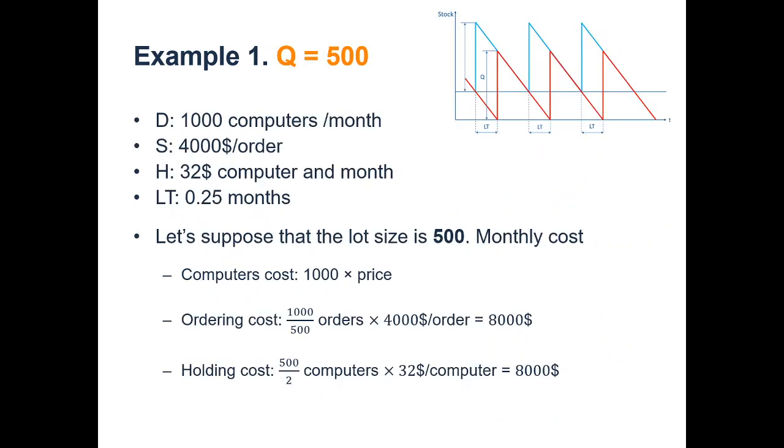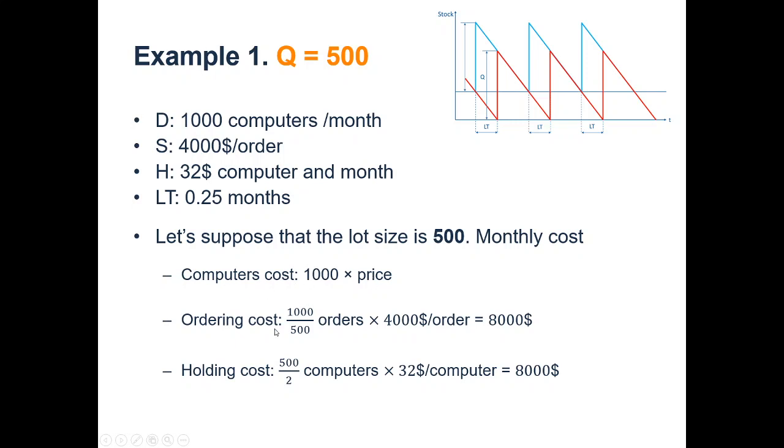So let's imagine first that Q is 500. In that case, we can compute the monthly cost. First we have the computers' cost, which is the money we pay to our supplier because we have to buy the computers we're going to sell that month, which is 1,000 times the price we have from our supplier. This doesn't change unless we change our supplier, so this is not a relevant thing if we're going to have the very same supplier.